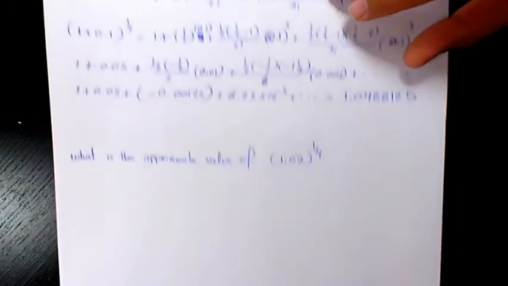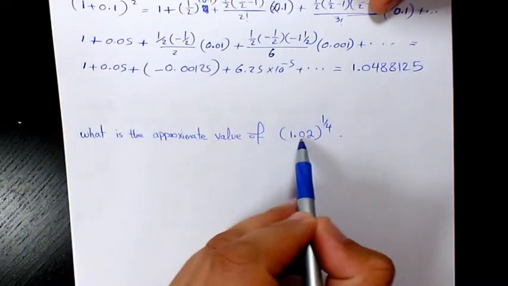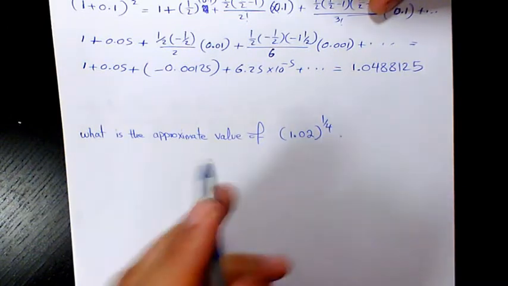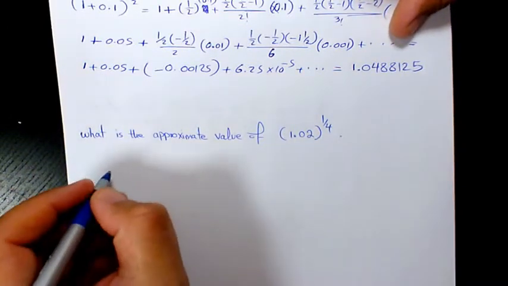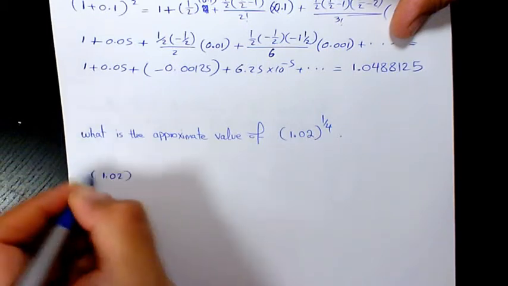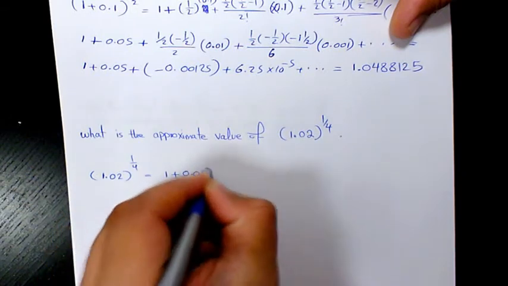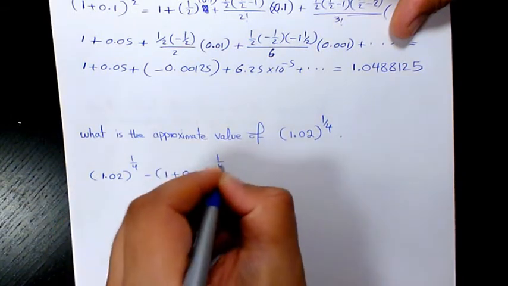Let's look at the next number. Next example. It says, what's the approximate value of 1.02 to the power of 1 over 4? That's going to be, again, 1.02 to the power of 1 over 4, which is the same as 1 plus 0.02 to the power of 1 over 4.